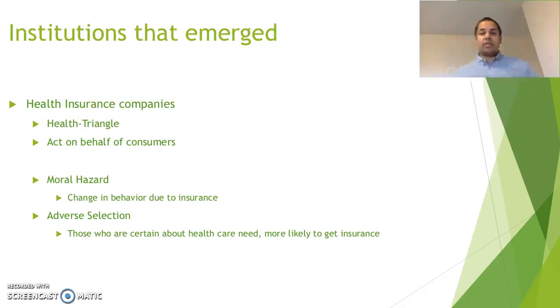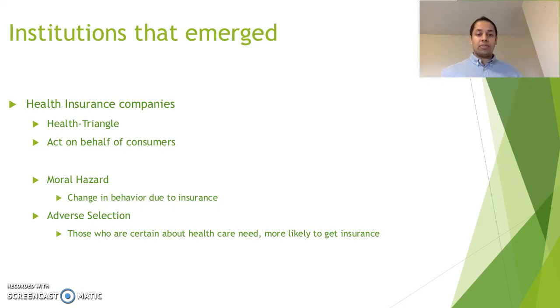Because of these special features in the health market, some institutions have emerged, for example, the health insurance market. As we said before, there is uncertainty in the health market. You don't know when you will be sick, how much it will cost you, and so on. To avoid that risk, health insurance markets have emerged. They act on behalf of customers. They provide customers with the best solutions and which package to purchase and so on.